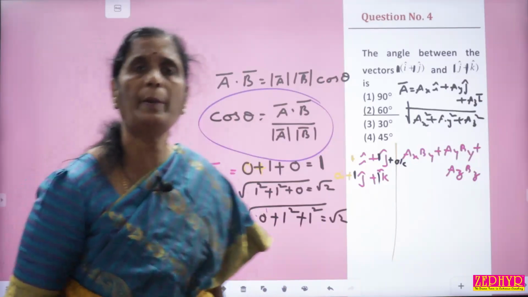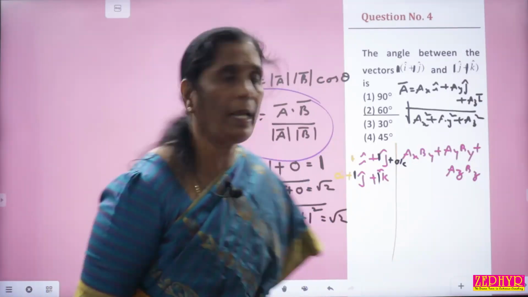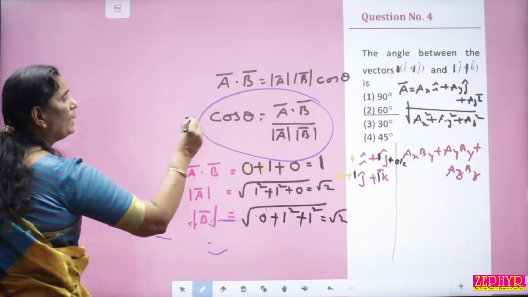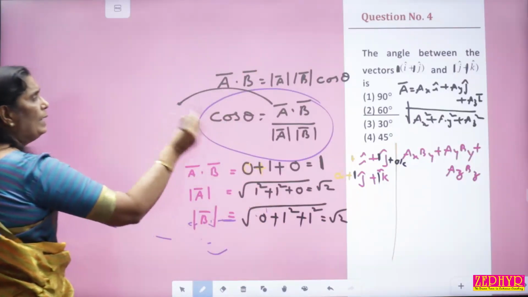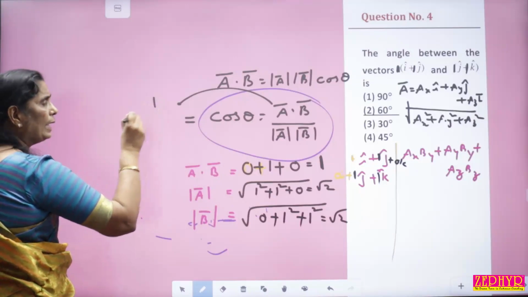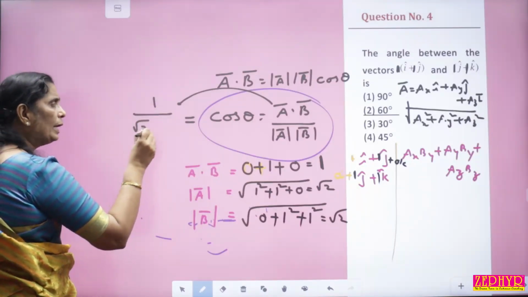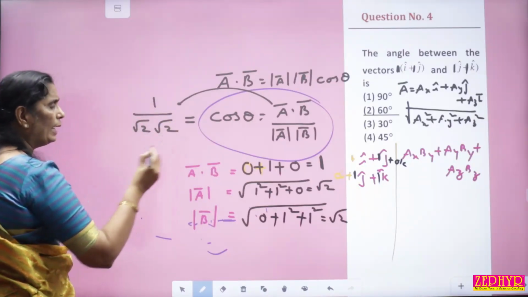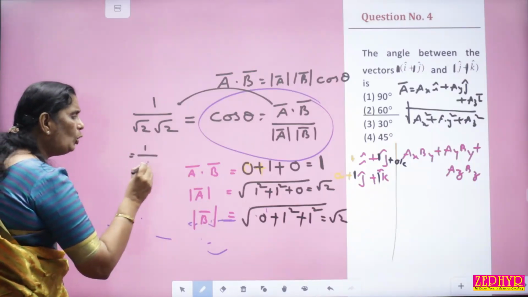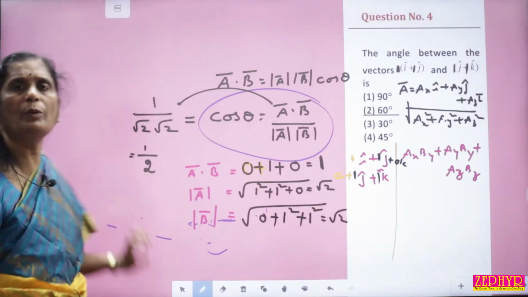A bar dot b bar kandupidikka, mod a kandupidikka, mod b kandupidikka. Ini ellam kudi ivoda namukku substitute cheyda madi. Okay. A bar dot b bar ethana gitti? 1 gitti. Mod a ethana gitti? Root 2 gitti. Mod b ethana gitti? Root 2 gitti. Appo ethana aayirikkum? 1 by 2. Root 2 into root 2 is 2, so 1 by 2.